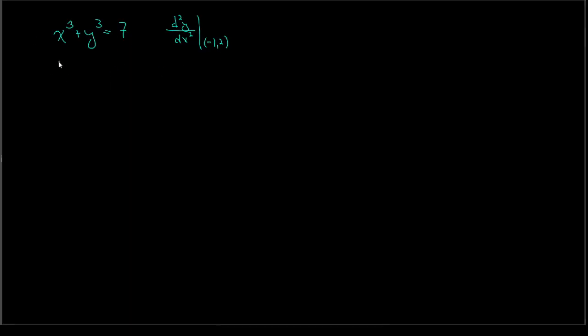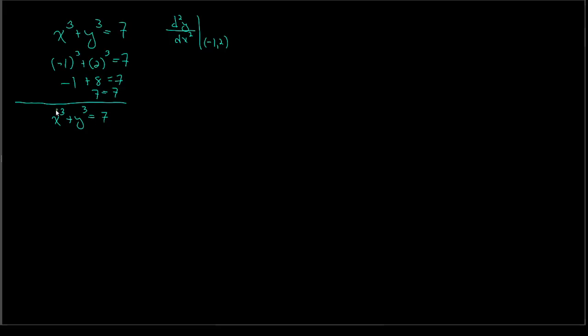A quick check will show us that -1, 2 is actually on this curve. So -1 cubed is -1, 2 cubed is 8, and so 7 does equal 7. So we are on the curve. And what we want to do is take implicit derivatives to find the second derivative.